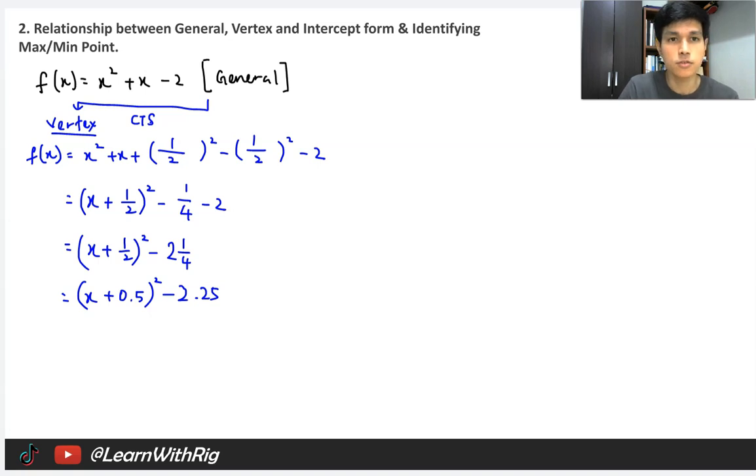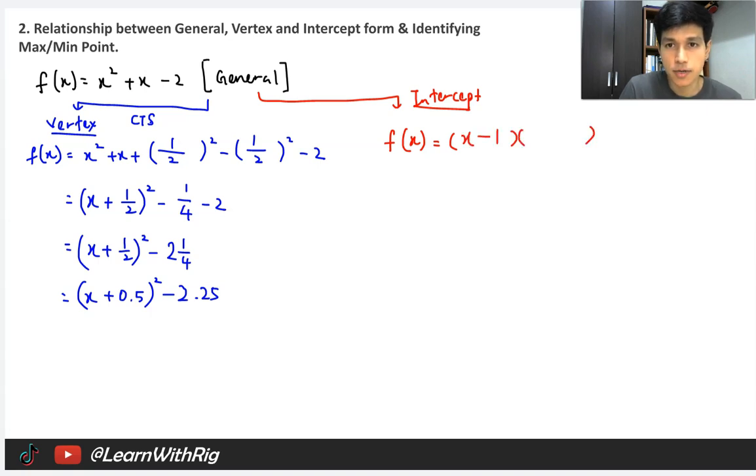Next, if you want to change it from general to intercept form, so how is it going to look like? So you have to do factorization. So f(x) equals, factorize this, you should get two brackets. One is x minus 1 and x plus 2. Okay, so this is how you factorize. So from here you have already gotten intercept form. Alright, this is intercept form.